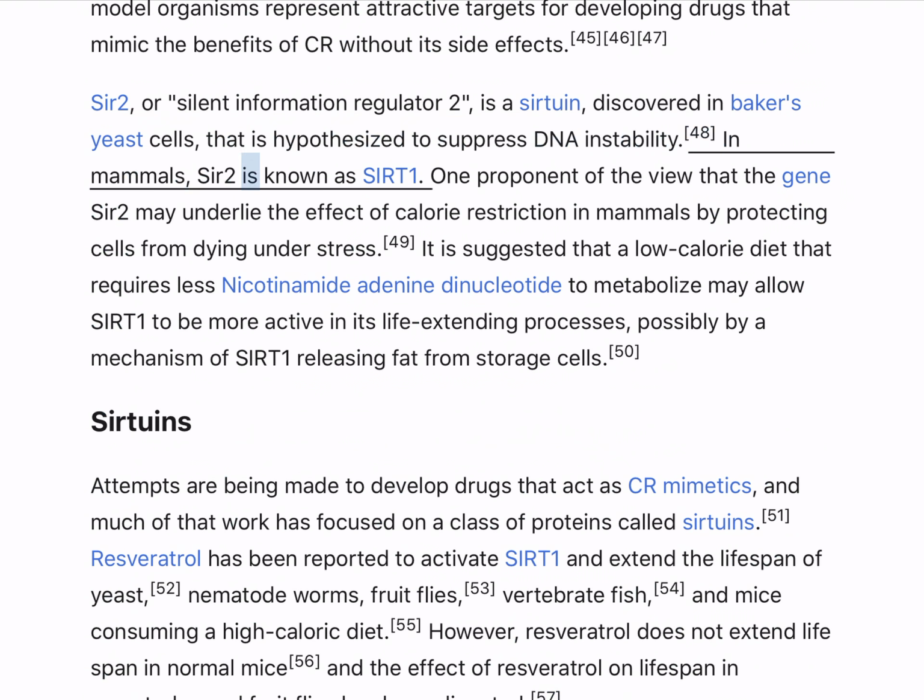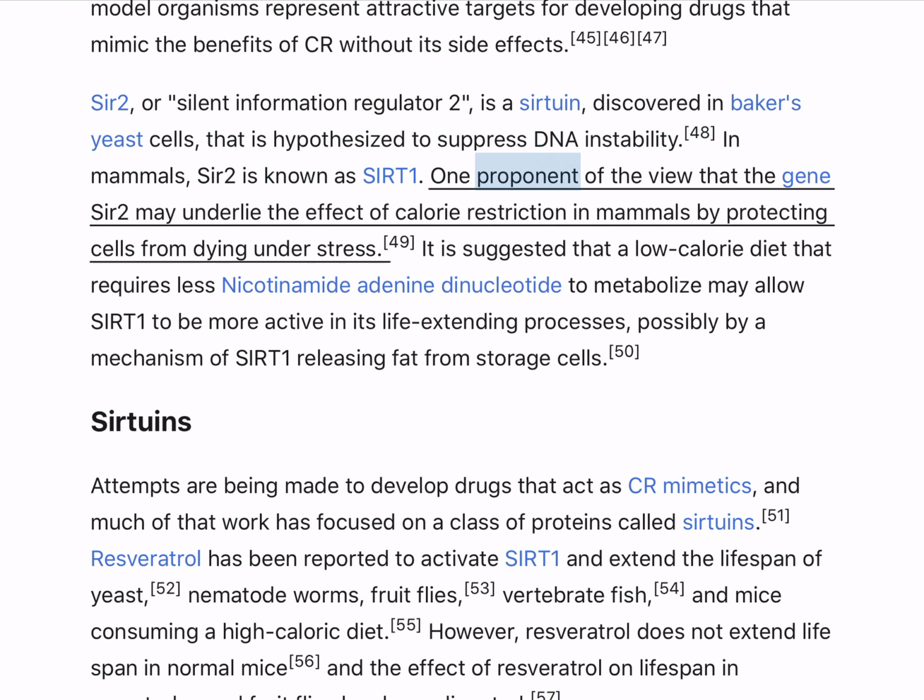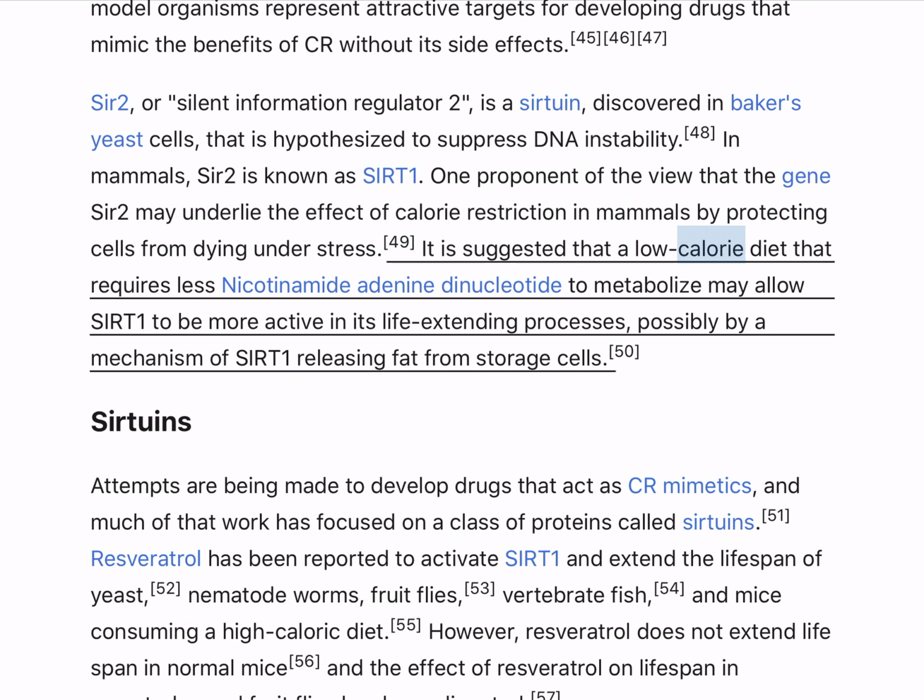In mammals, SIR2 is known as SIRT1. One proponent of the view suggests that the gene SIRT1 may underlie the effect of calorie restriction in mammals by protecting cells from dying under stress. It is suggested that a low-calorie diet that requires less nicotinamide adenine dinucleotide to metabolize may allow SIRT1 to be more active in its life-extending processes, possibly by a mechanism of SIRT1 releasing fat from storage cells.